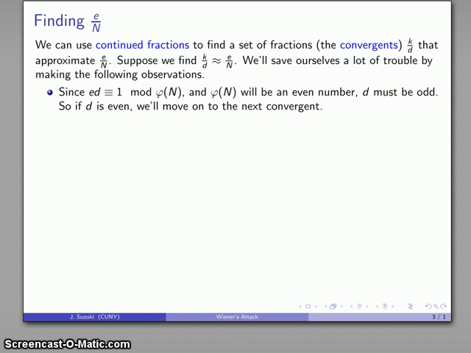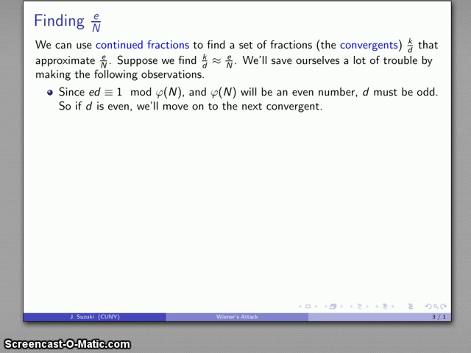And so the first observation we're going to make is, remember, ED is going to be congruent to 1 mod phi of n. And because phi of n is the product of 1 less than 2 prime numbers, then phi of n is, in general, going to be even. So that means that D has to be an odd number. E will also have to be an odd number as well.